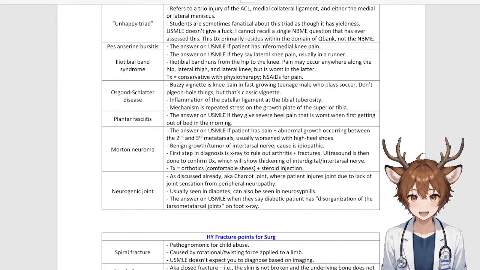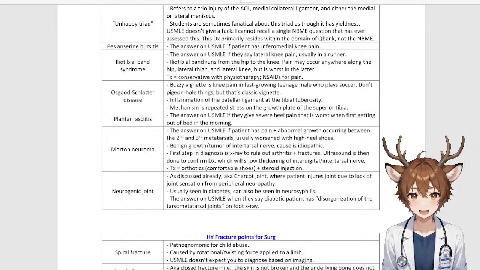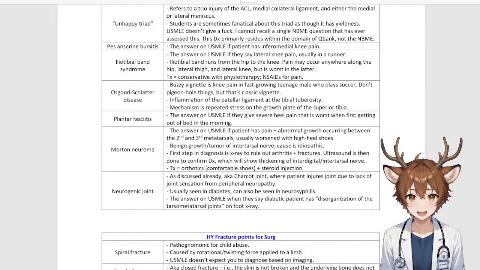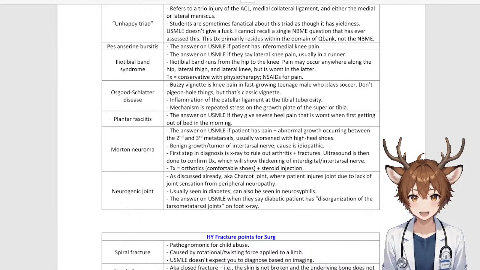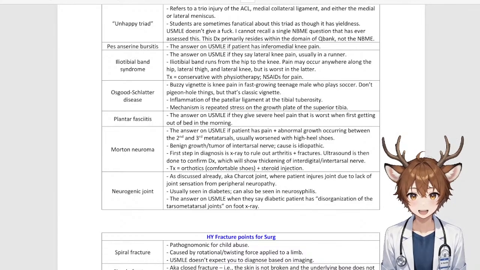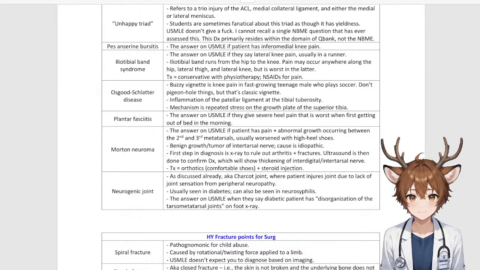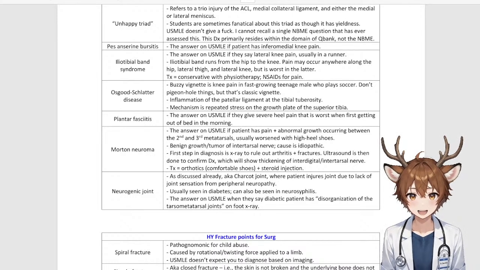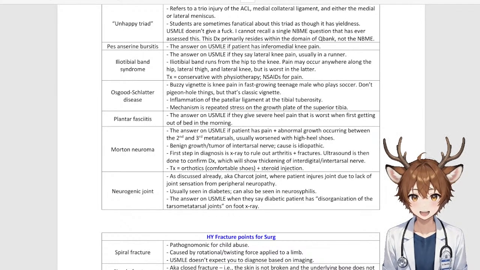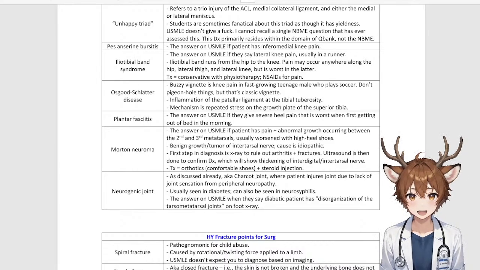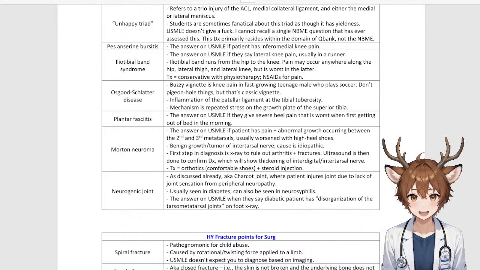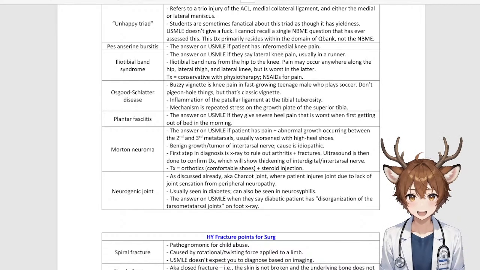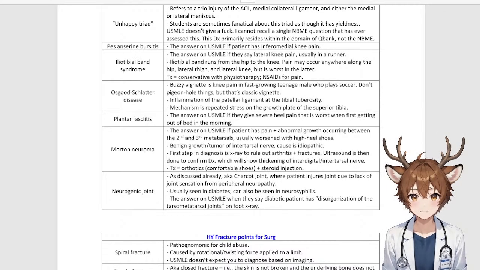The answer on USMLE, if the patient has pain plus abnormal growth occurring between the second and third metatarsals, usually worsened with high heel shoes. It is a benign growth or tumor of the intermetatarsal nerve, cause is idiopathic. First step in diagnosis is an X-ray to rule out arthritis plus fractures. Ultrasound is then done to confirm the diagnosis, which will show thickening of the nerve. Treatment would be orthotics, comfortable shoes, plus steroid injection for more severe neuroma.